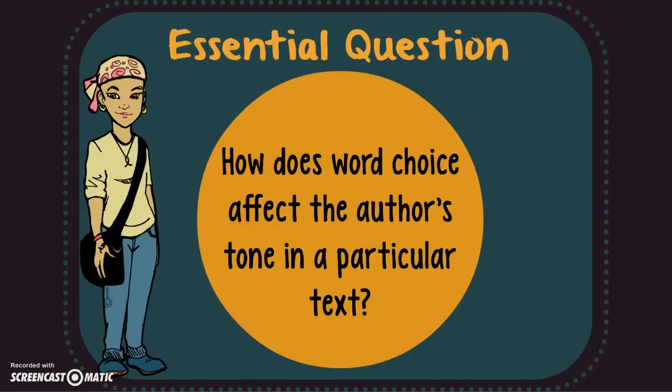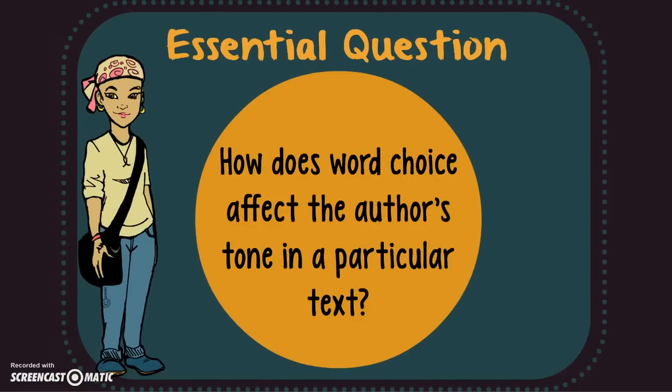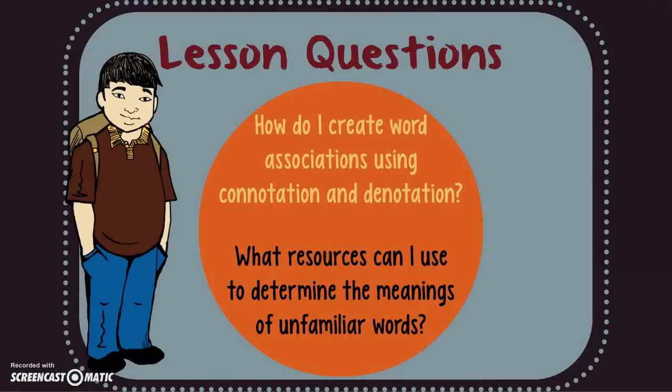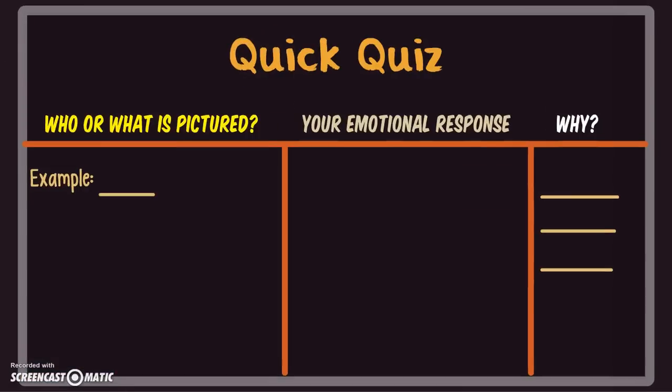EQ: how does word choice affect the author's tone in a particular text? LQs: how do I create word associations using connotation and denotation, and what resources can I use to determine the meaning of unfamiliar words? I am going to skip the quick quiz. We did it in class. We did the notes in class.